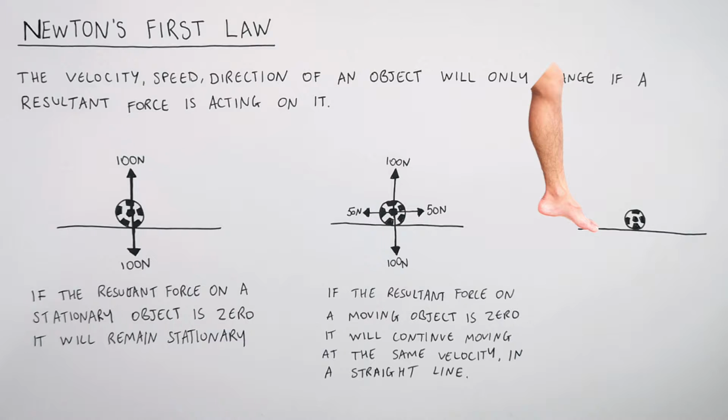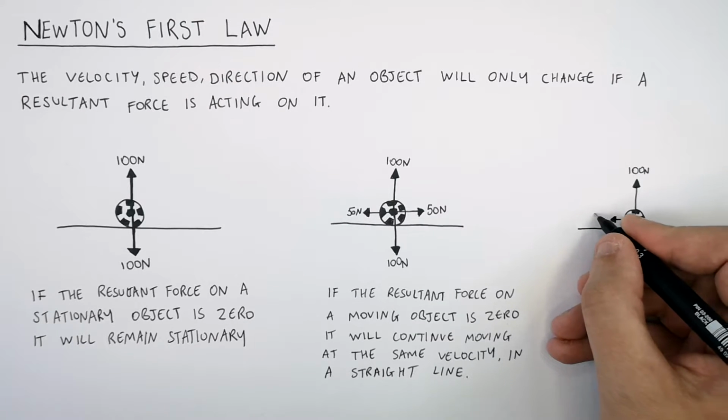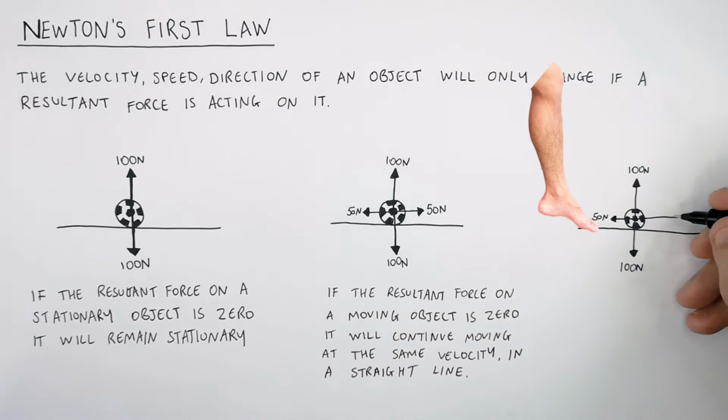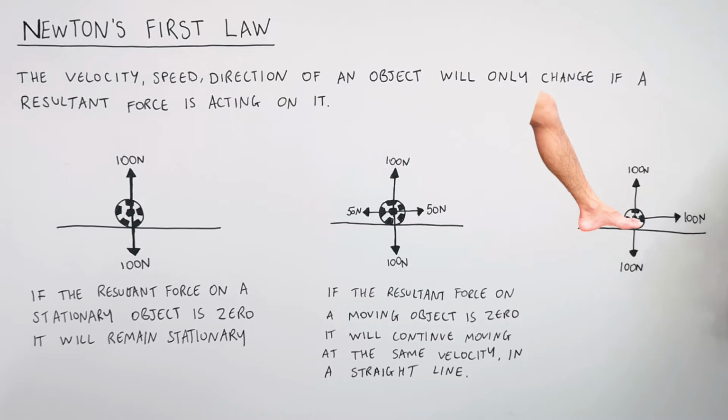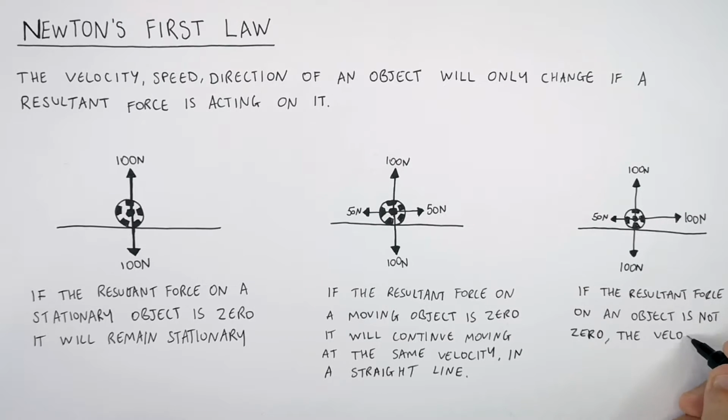In this example, someone shoots the ball and applies a 100 newton force to the ball, and there is a 50 newton drag force acting in the opposite direction. In this example, there is a resultant force acting on the ball. If the resultant force on an object is not 0, the velocity will change, which will be acceleration or deceleration.